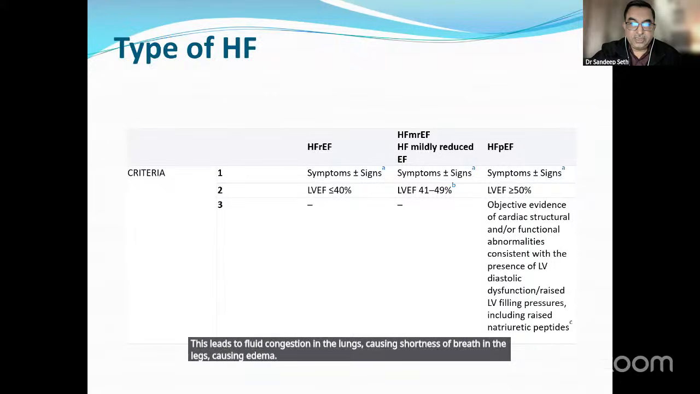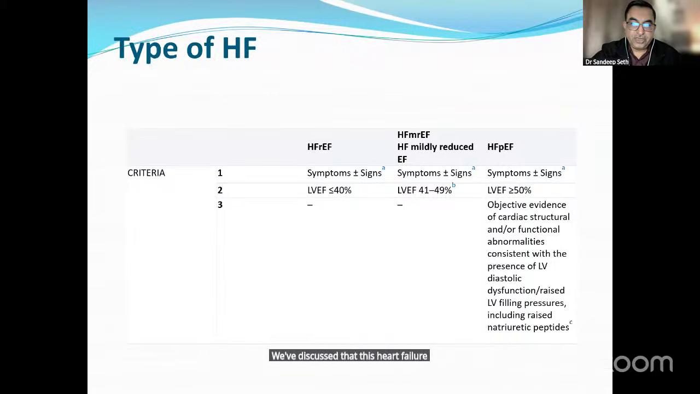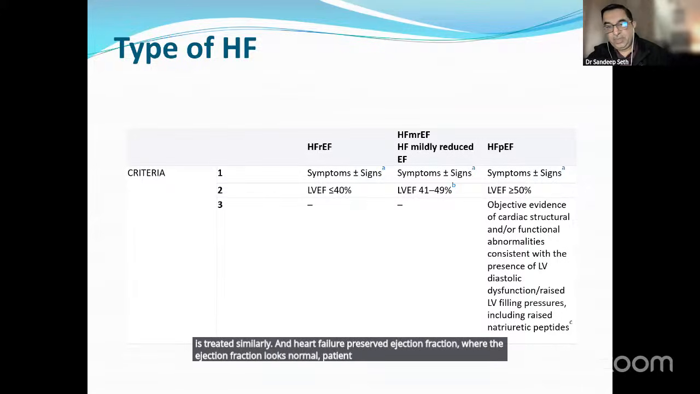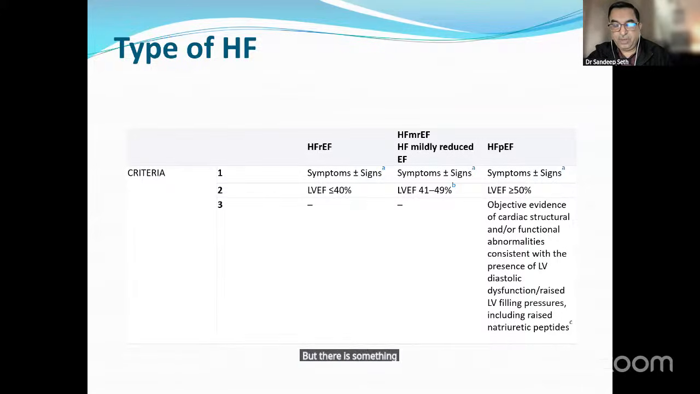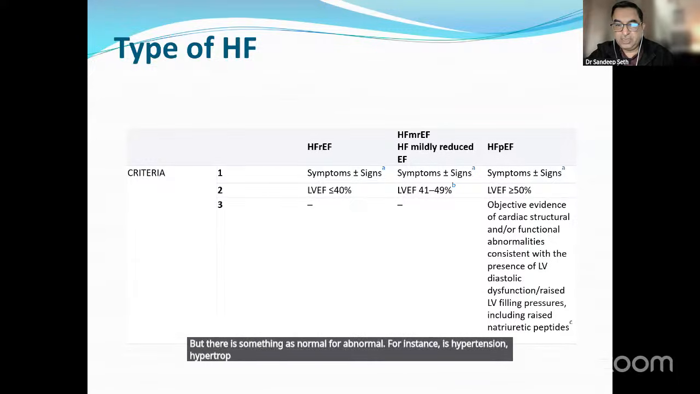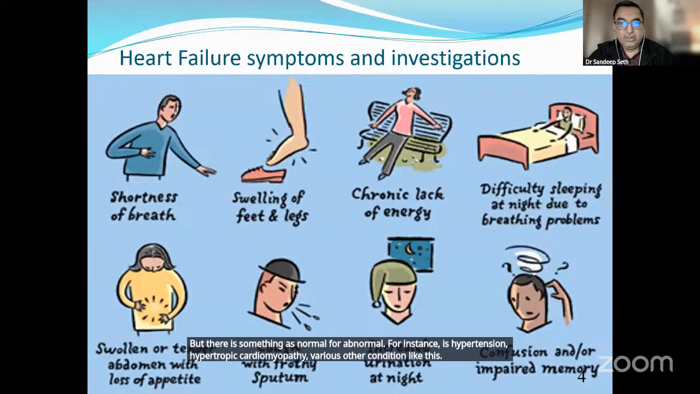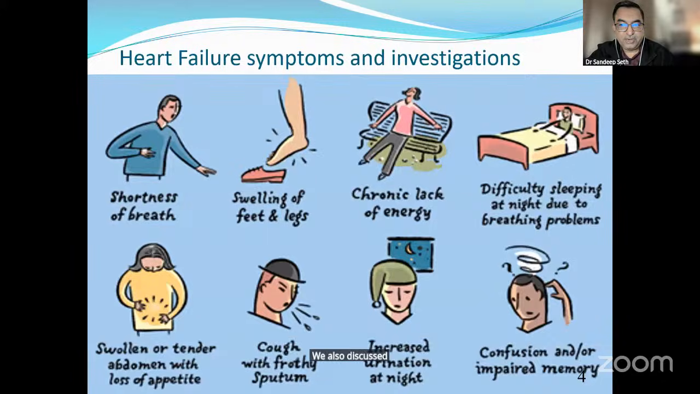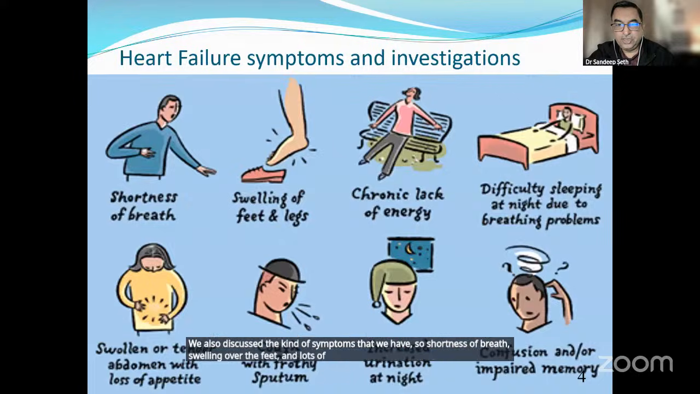We have discussed that there's heart failure with reduced ejection fraction, mildly reduced ejection fraction. Basically, ejection fraction less than 50% is treated similarly, and heart failure with preserved ejection fraction, where the ejection fraction looks normal, the patient is in heart failure, but there is something abnormal. For instance, there's hypertension, hypertrophic cardiomyopathy, various other conditions like this. We also discussed the kind of symptoms that we have, so shortness of breath, swelling of the feet, and lots of other symptoms. I won't go into this again.